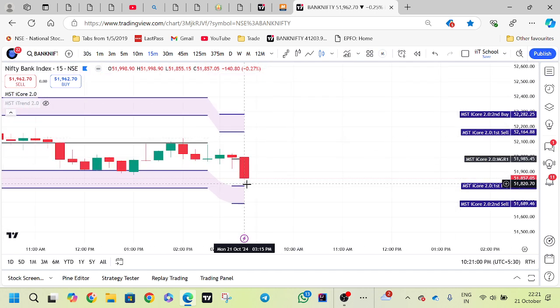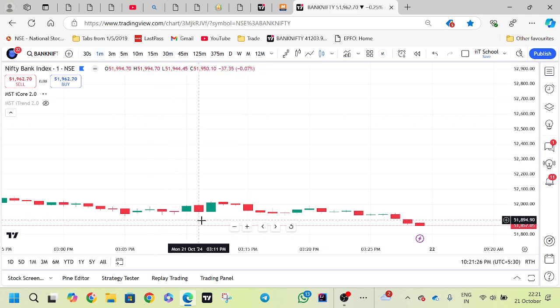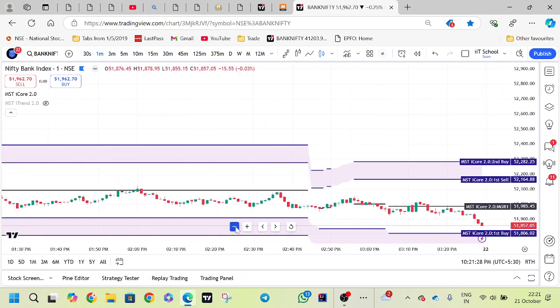If tomorrow the market is touching this point 51,800, the market will reverse again. If it is breaching the second line also, the market will fall. If the market is coming and touching 51,164 and you are getting a bearish pattern there, we will be buying a put option. If the market is opening above this level, we will be buying a call option. Very simple. I have kept it in 15 minutes. If you want, you can change it to the 1 minute time frame, the minimum time frame.